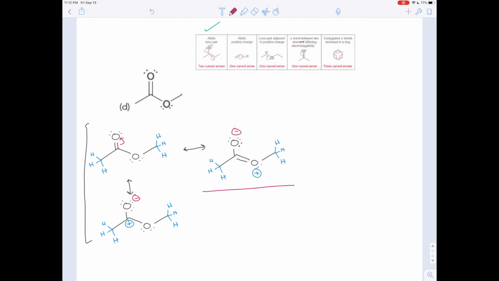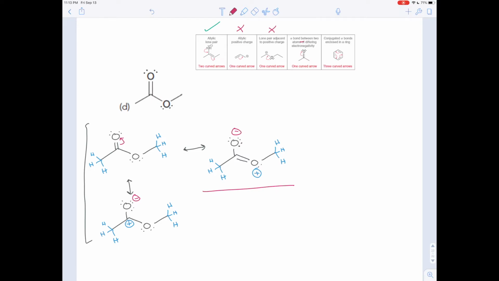How about an allylic positive charge? Do we have that? No. We do have a positive charge in this molecule, but it's not one atom away from an atom in a double bond. It's on an atom in a double bond. So we don't have that. How about a lone pair next to a positive charge? No. We have a lone pair on an atom with a positive charge, but not a lone pair on the atom next to an atom with a positive charge.